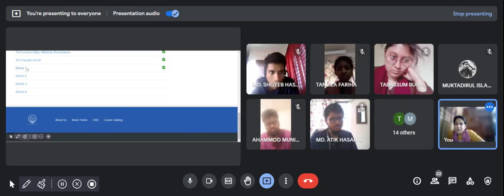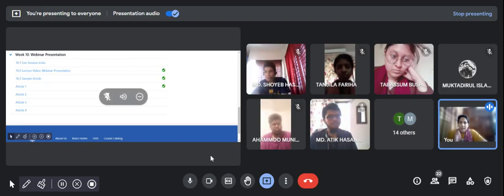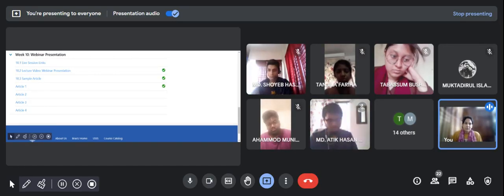So you can see article 1, 2, 3, 4. Now I will assign each group with 1 article. I'm going to tag your name on Slack in a group, and then I will assign the group with 1 article. Okay, let me do that.